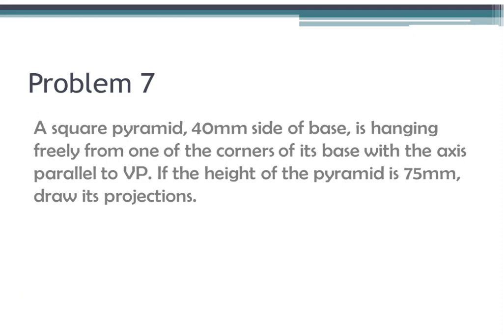So we are coming to the last problem in this section. This is yet another type of problem where a pyramid is hanging from one of its corners, and we are supposed to draw the projection. A square pyramid, 40 mm side of base, is hanging freely from one of its corners of its base with axis parallel to VP. If the height of the pyramid is 75 mm, draw its projections.